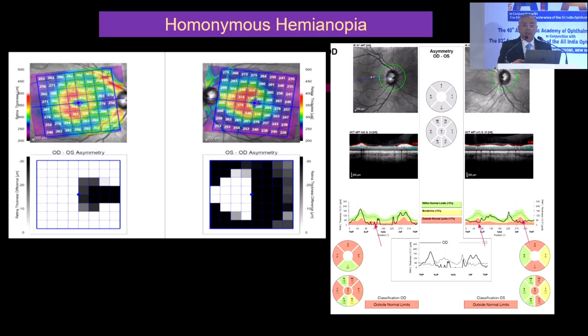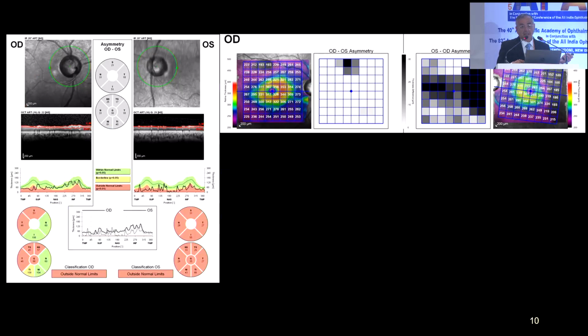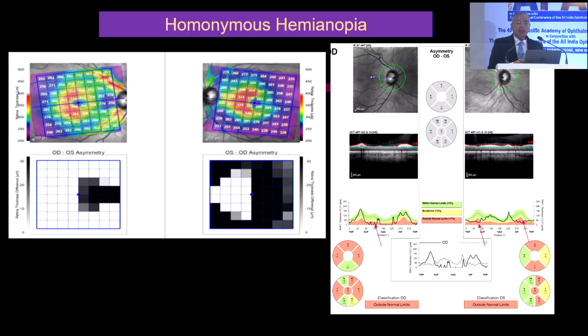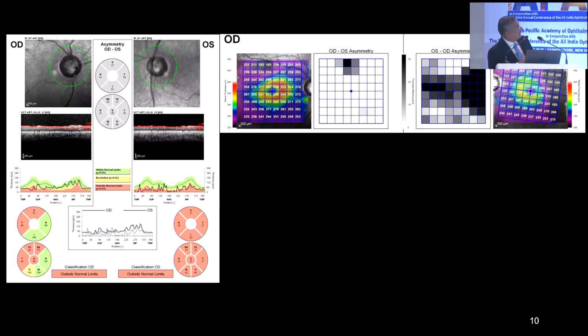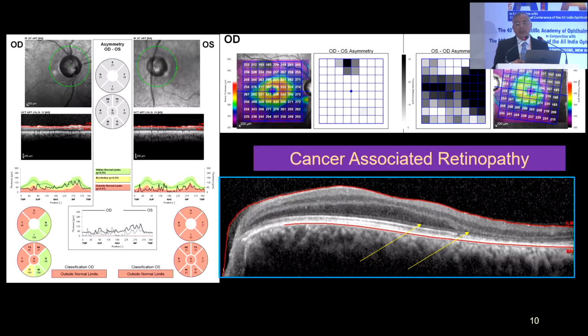Mind you, if you should see a visual field defect of homonymous hemianopia, but don't see the changes on the RNFL, that patient is having a fast-growing tumor. That means structural has not yet been affected, function has been affected, that's an emergency. This is homonymous hemianopia, and then this one is again extreme asymmetry, and that's because of cancer-associated retinopathy.